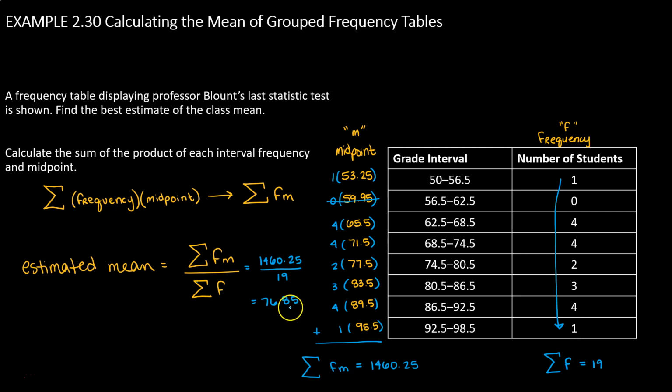Let's just round to the nearest tenth. We'll call it 76.9. So the average, or the best estimate for the average for this statistics test, is 76.9.